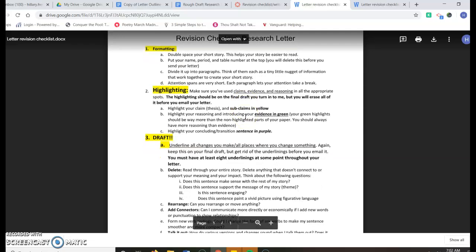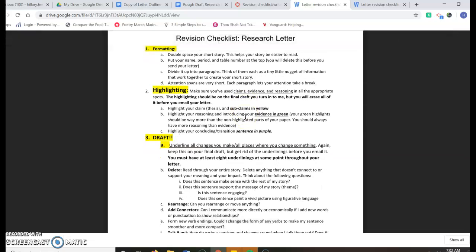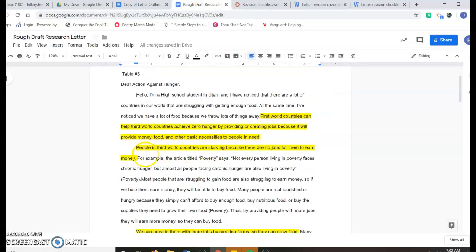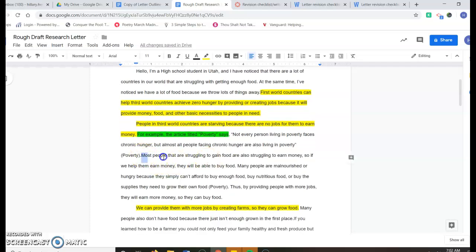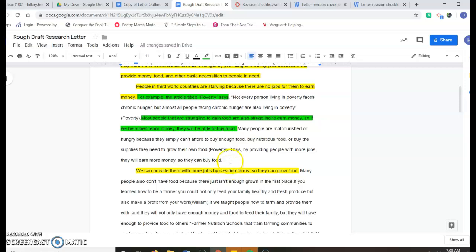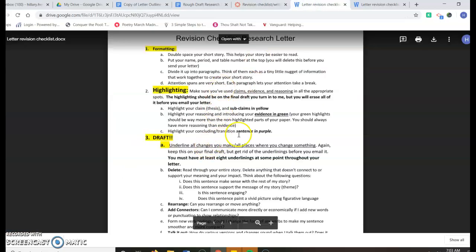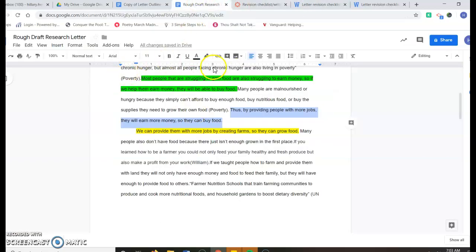Then we want to highlight your reasoning and introducing your evidence in green. So I'm going to come back over here. That's in green. That's in green. Ideally, you want your green to be more than your white. That's kind of where you're going. And then your green and your purple put together. Your conclusion or transition sentence in purple.